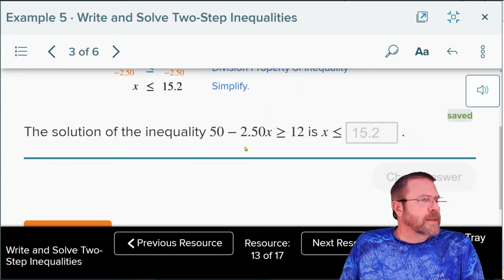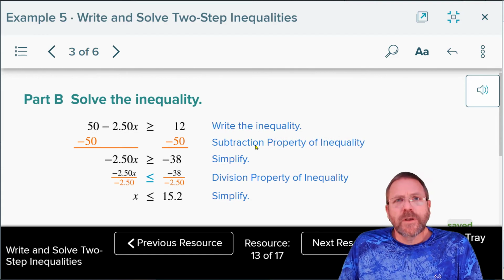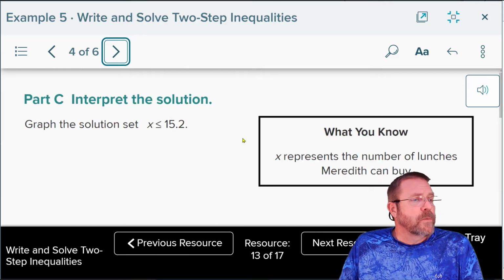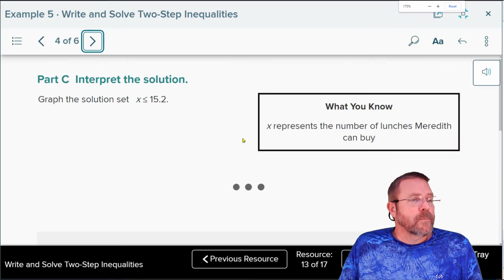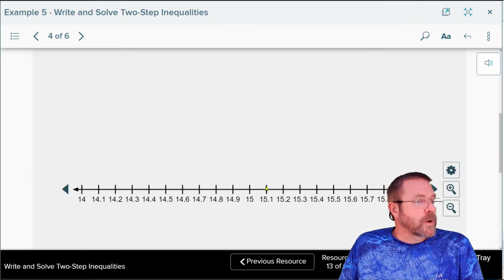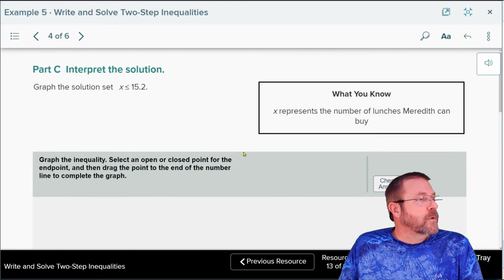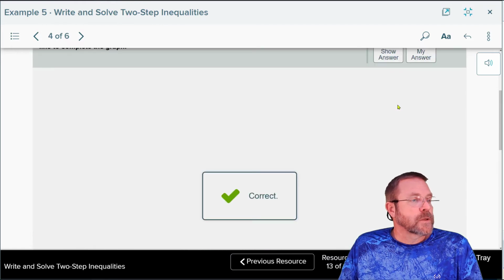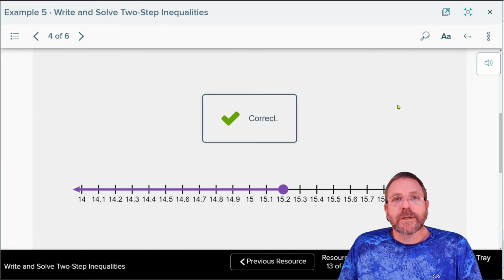So once again, can she really have 15.2 lunches? No, I think a real world application on that would mean that she can actually only buy 15 lunches. Graphing that, we're going to go down to the 15.2. It is an or equal to, so we're going to have the 15.2 here, so she can buy 15.2 or fewer lunches. Check the answer, and the answer checks.